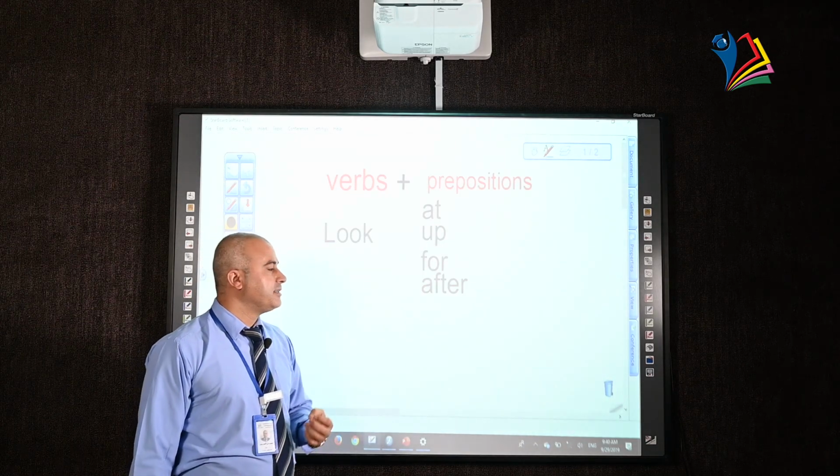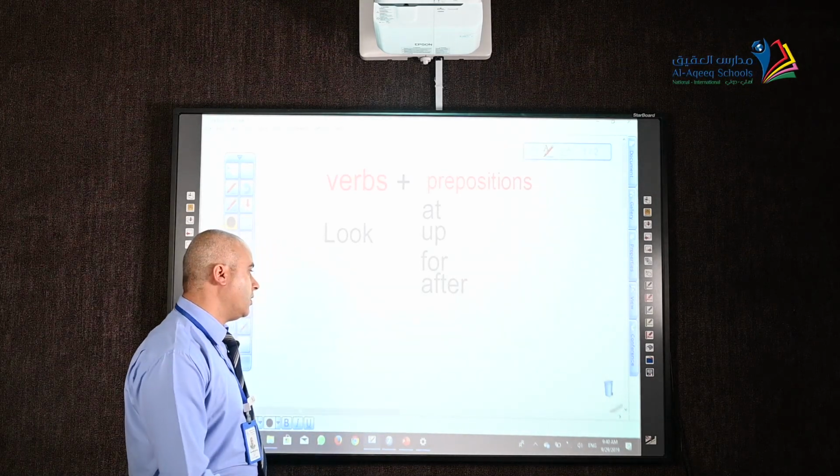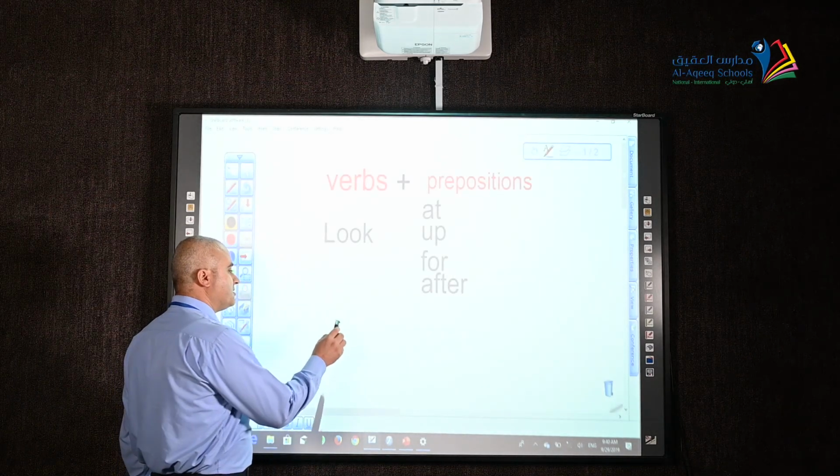Look after means take care of. When I say nurses look after ill people with the help of doctors. Also, we can have another example, the verb get.